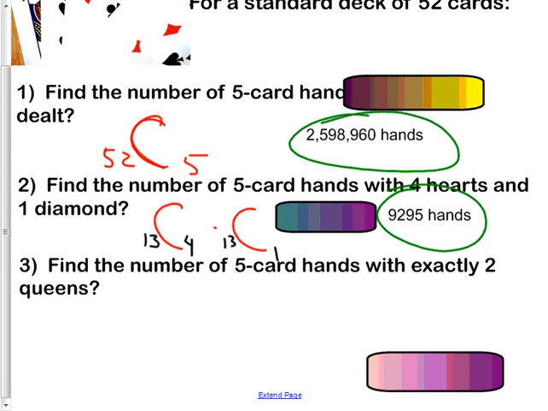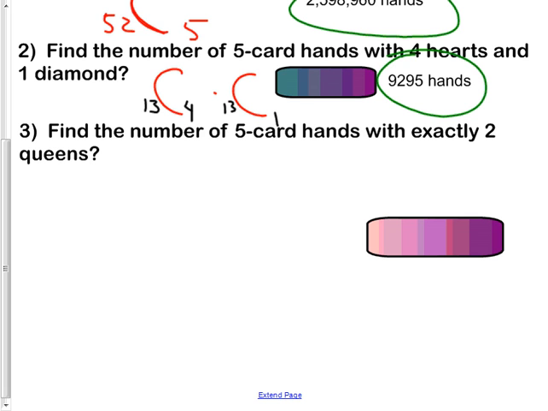Find the number of 5-card hands with exactly 2 queens. This is not a probability question. It's just how many hands are there that would have exactly 2 queens? How many queens are in the deck? 4. So then it seems like it's just going to be 4, and I'm going to choose 2 of them. But that's only 2 cards. I haven't dealt with the fact that I have a 5-card hand.